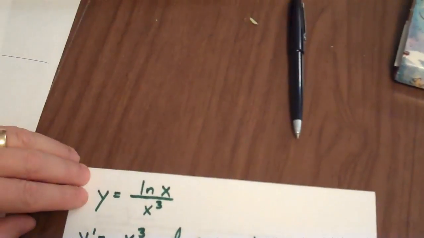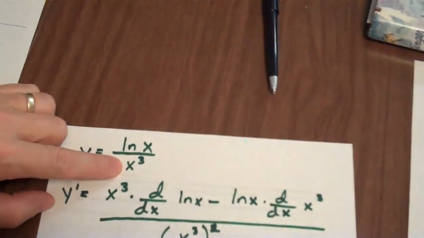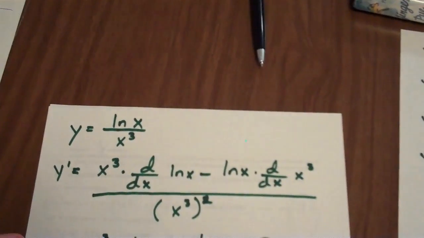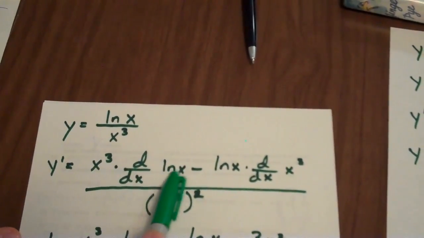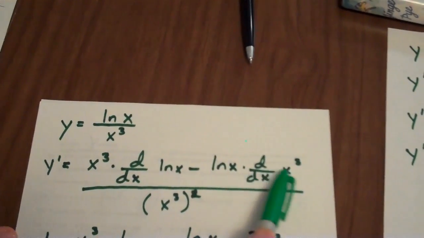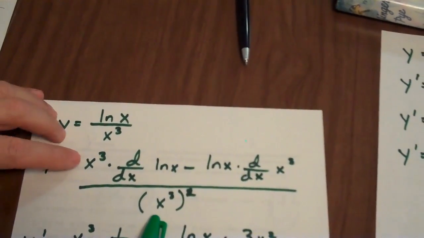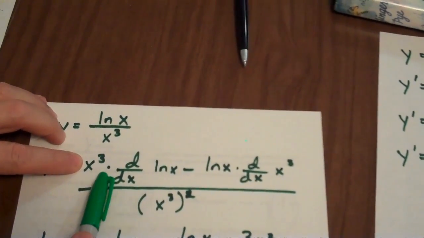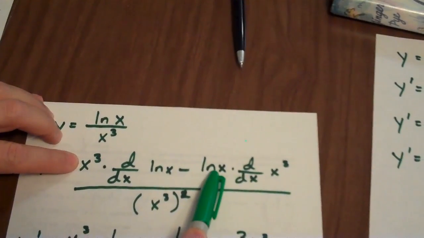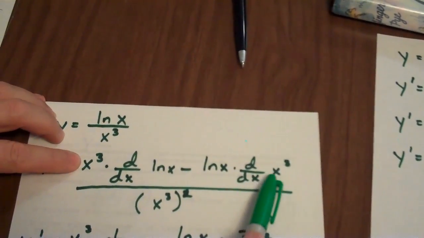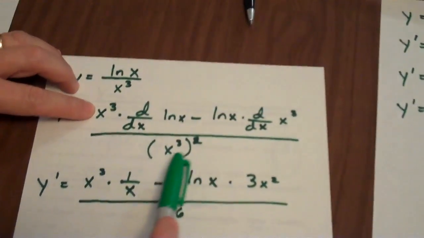Here, I've got the quotient of the natural log of x all over x cubed. Again, my little phrase is low d high minus high d low all over the low squared. So in other words, low is x cubed times the derivative of the high minus the high times the derivative of the low all over the low squared. Now let's work it out.